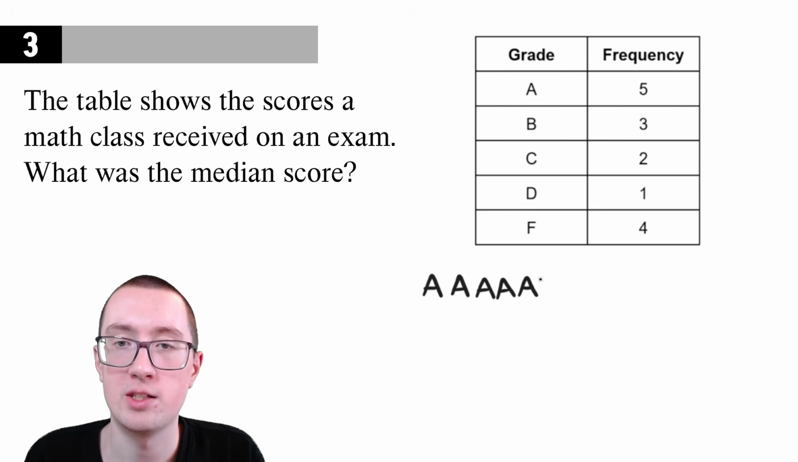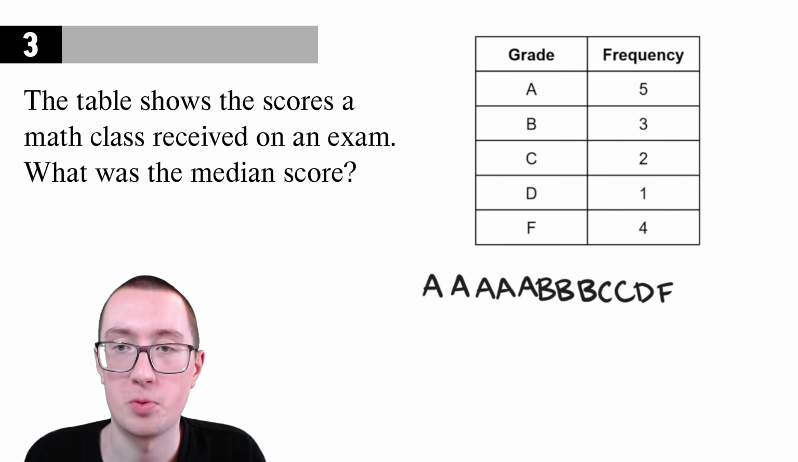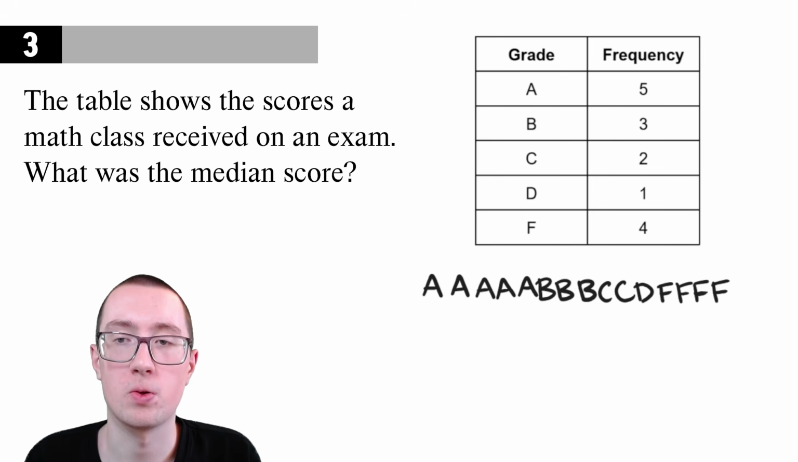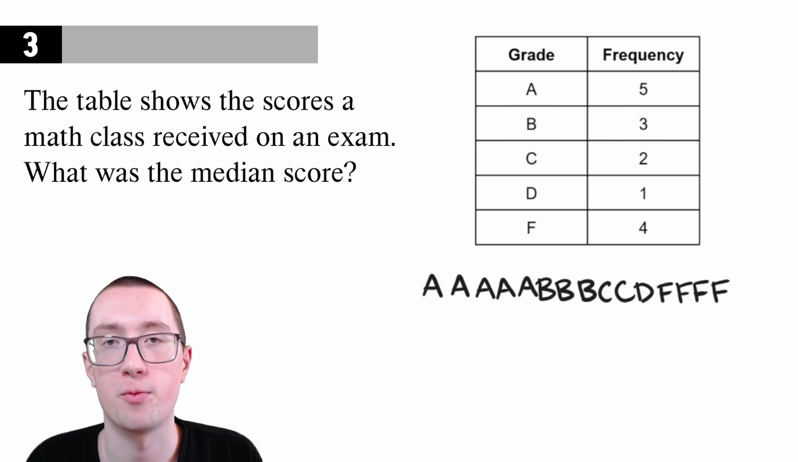Then 3 people got B's. So I'm going to write B 3 times. And then 2 people got C's. 1 person got a D. And 4 people got F's. Yikes. So we have our list of grades now, and now we just need to figure out which one is in the middle. That will be the median.